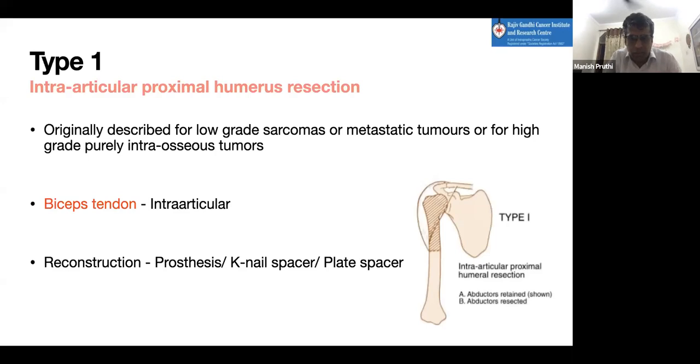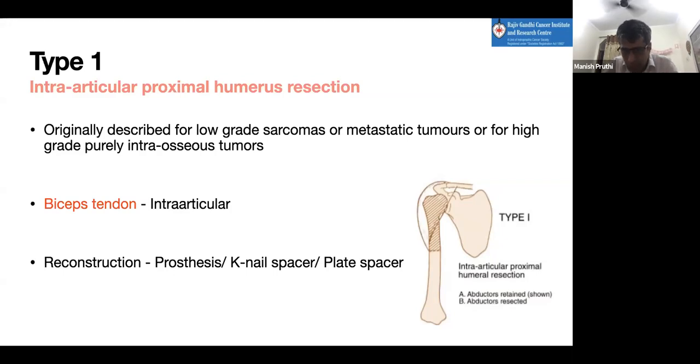As you can see in the figure on the right, it's a proximal humerus resection where the humerus is resected through the glenohumeral joint. This was originally described for low-grade sarcomas or metastatic tumors, or for high-grade purely intraosseous tumors. They say it was described in the 1990s because at that time the MRIs were not very advanced, and we know that the biceps tendon is intra-articular. So any high-grade sarcoma can technically go into the joint through the biceps tendon.